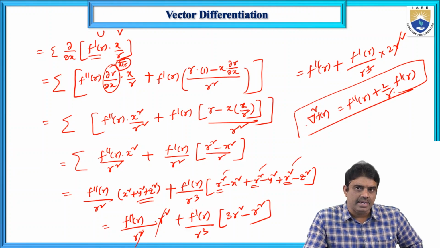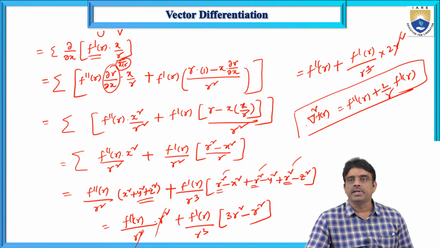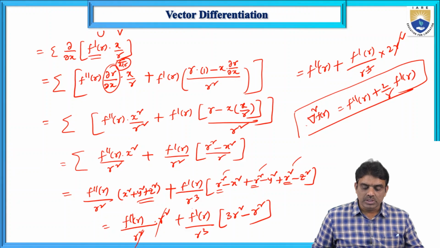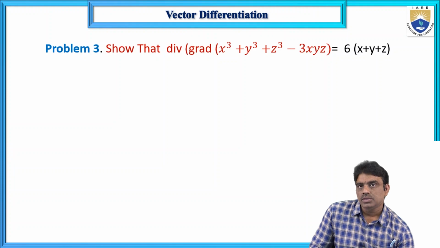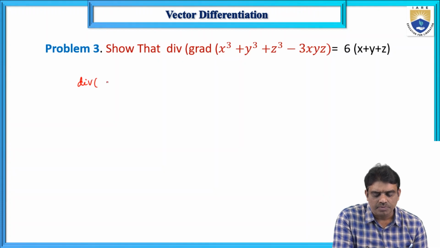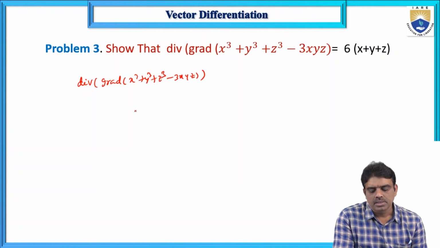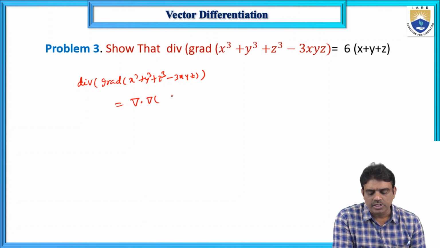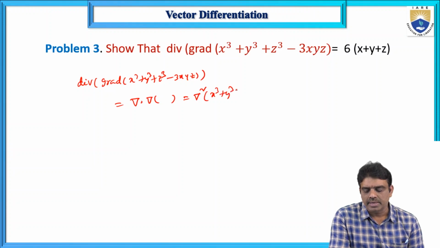So instead of finding gradient then divergence, we can operate a single operator, del square, which is the repeated operation of del on f of r. So similarly we can do another problem also, divergence of grad. Div grad means del dot grad phi. Divergence of grad of the function x cube plus y cube plus z cube minus 3xyz. So del dot grad of this function means del square of x cube plus y cube plus z cube minus 3xyz.